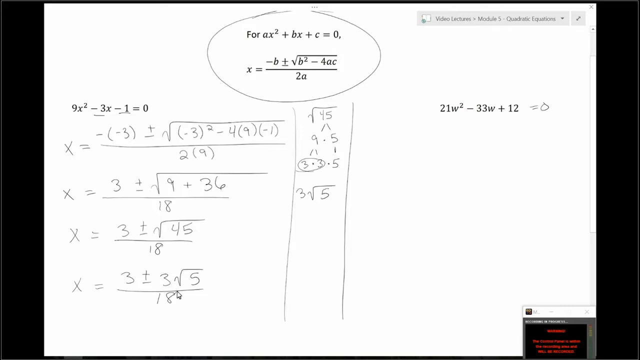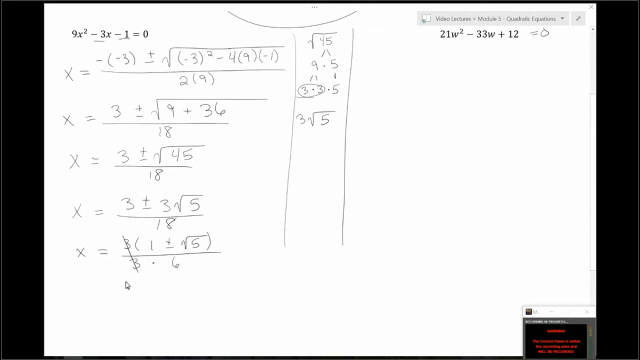So the reason that we reduce these square roots is because now you can see on the top, I could factor out 3. And on the bottom, I could factor out 3. And you can see how, just like with fractions that aren't fully reduced, now that I've done that, I can fully reduce the fraction. And I'm left with 1 plus or minus the square root of 5 divided by 6.